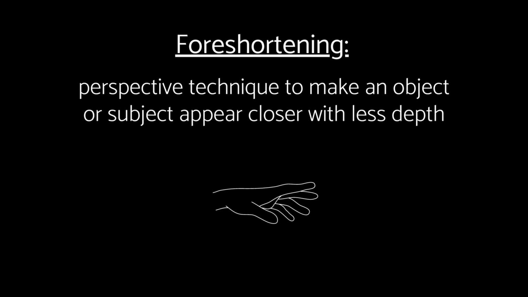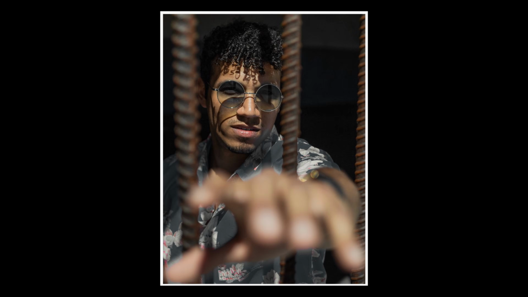Foreshortening in photography is a perspective technique to make an object or subject appear closer with less depth. The goal of foreshortening in photography is to create an image that appears to be coming towards the viewer, making it more engaging and visually interesting. For example, in this image I took, I have the subject extending their hand, and their hand is what's foreshortened. Outside of photography, to foreshorten means to portray or show an object as closer than it is. So essentially, we just take this definition and apply it to the photography realm.